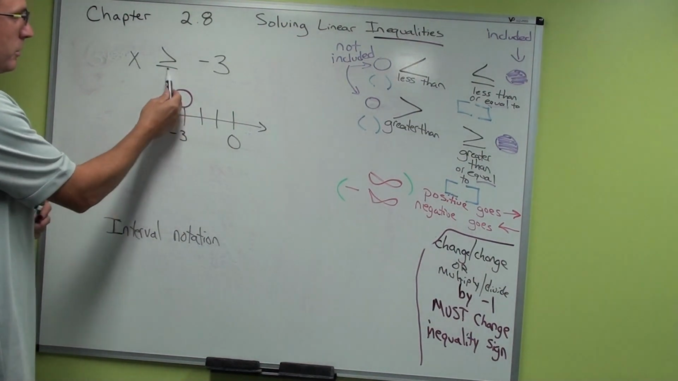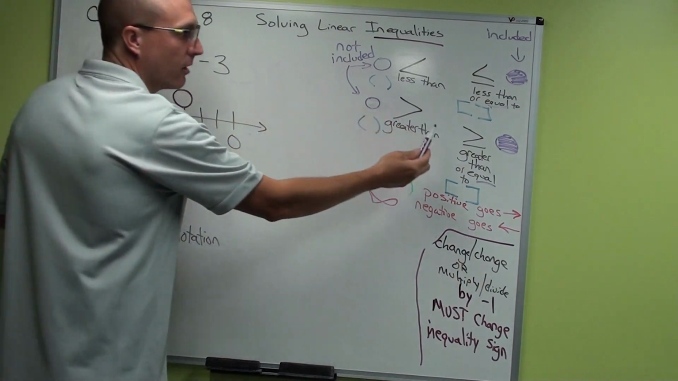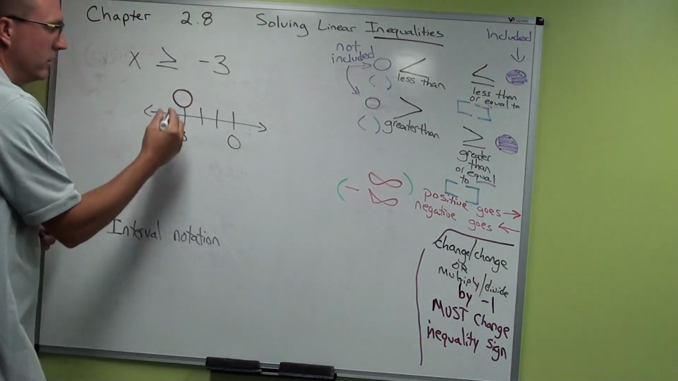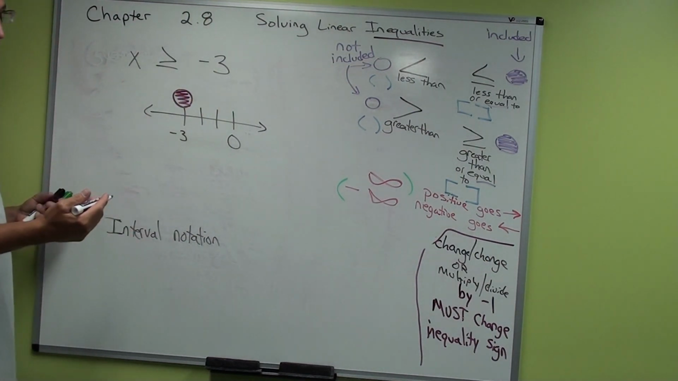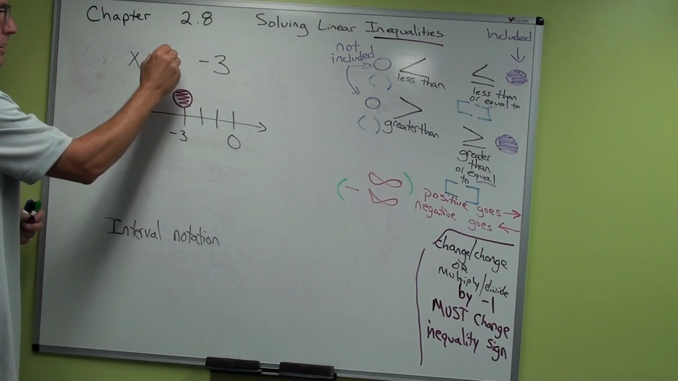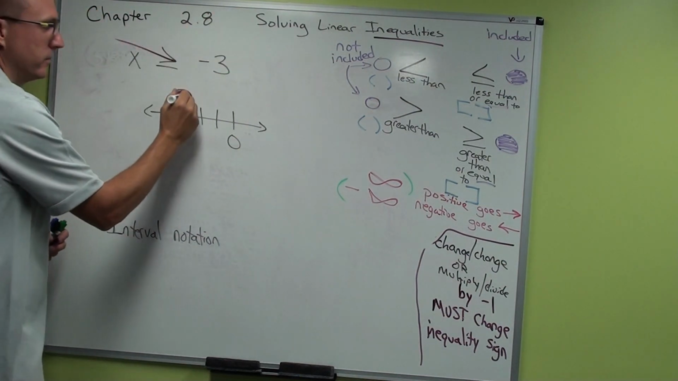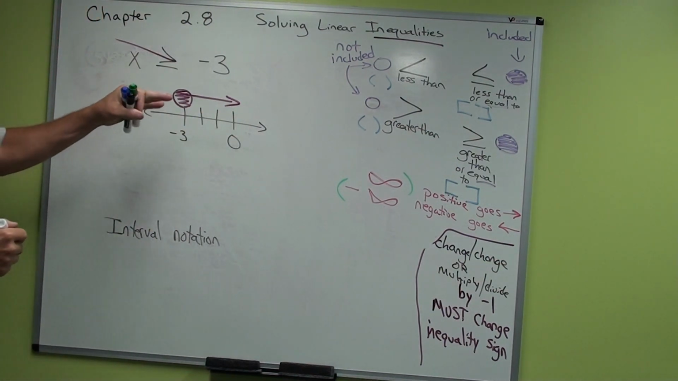Put our circle, go up here. This is greater than or equal to. Come over here. Greater than or equal to, that means it's included. Which way does my arrow go? Go to this, make an arrow. Looks like it's going to the right. Going to the right. Graph is completed.